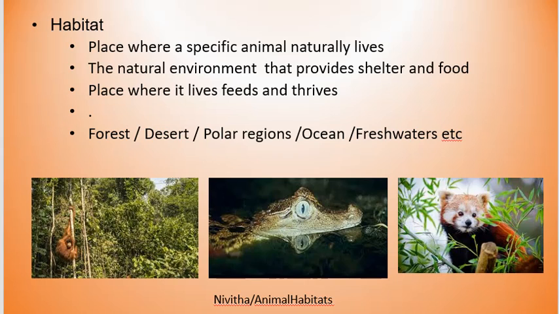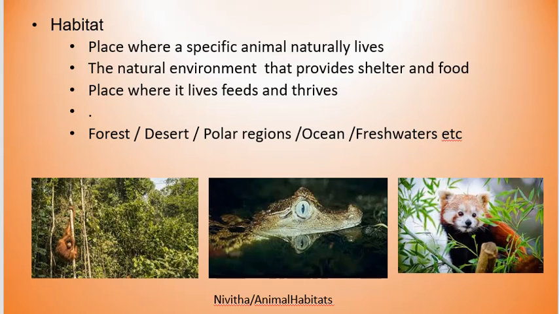We have domesticated animals like a cat and dog and hen living with us. They are all just surviving. But if you leave them in their natural habitat, the forests where the animals belong, maybe they will thrive, not just survive. So what are the different habitats? We have habitats like forest, desert, polar region, oceans and freshwaters, etc. That means some animals live in forest, some animals live in seas and oceans.